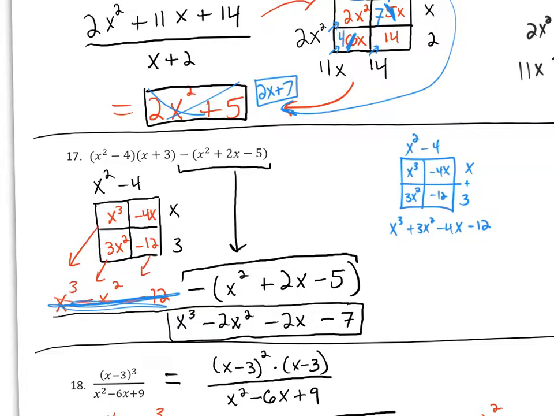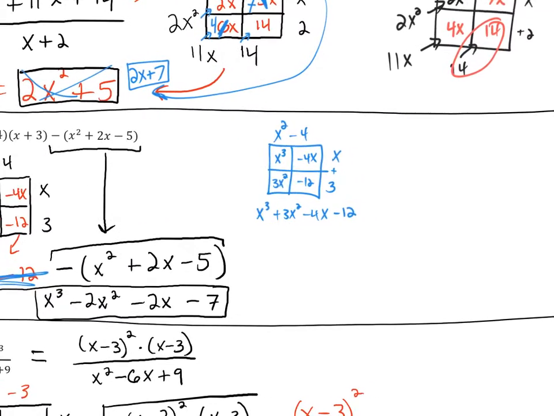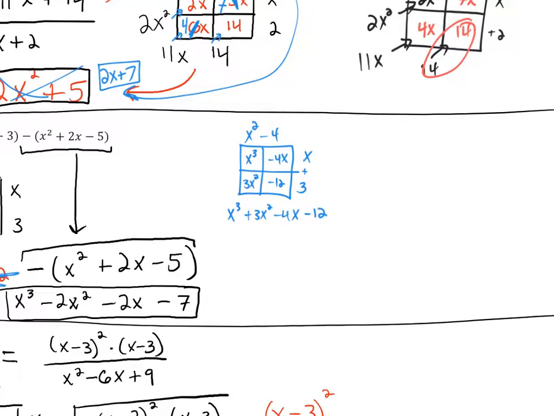So I'm going to just move over. Okay, and then I'm going to move all of this over here. Maybe I shouldn't have done it right underneath, but I've got to move this black stuff. So minus x squared plus 2x minus 5.